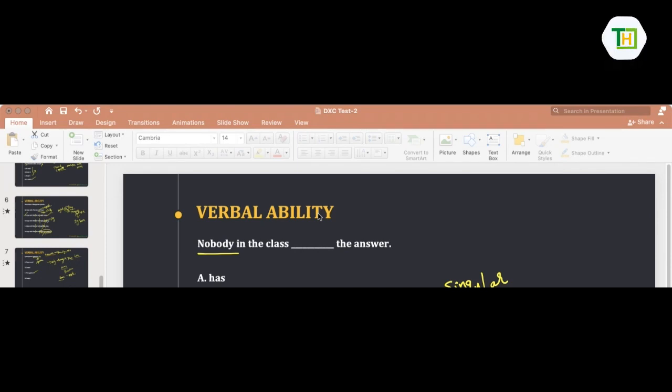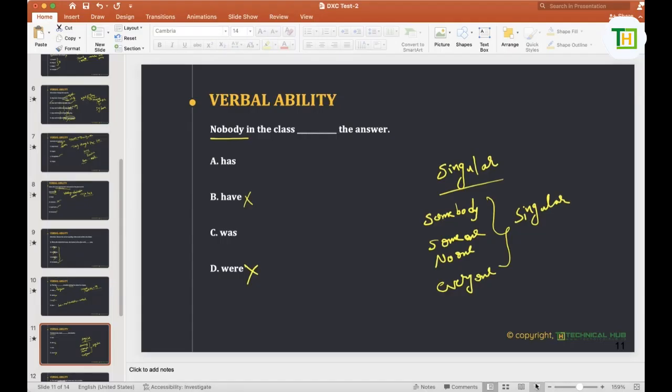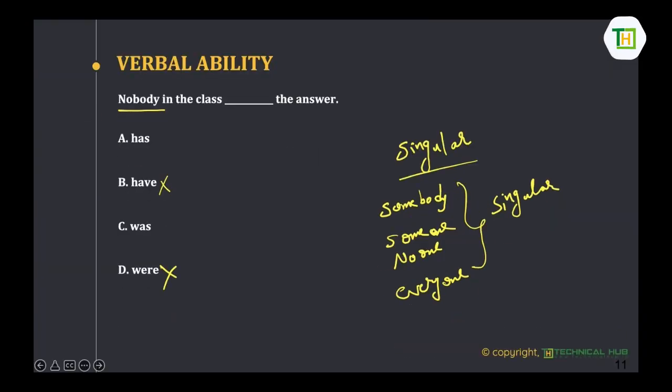Okay, so let's go back. There was some error from one of the students. Here these are all singular, so we cannot use option B and option D. Nobody in the class dash the answer, it is has the answer. Was the answer, there is no meaning at all.